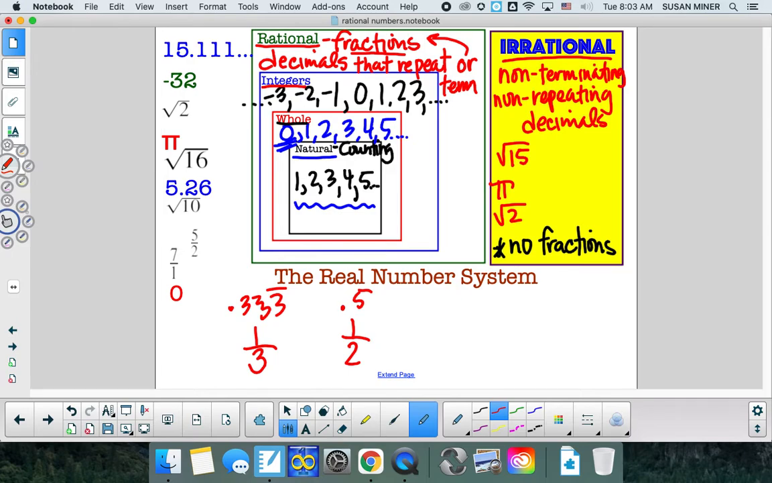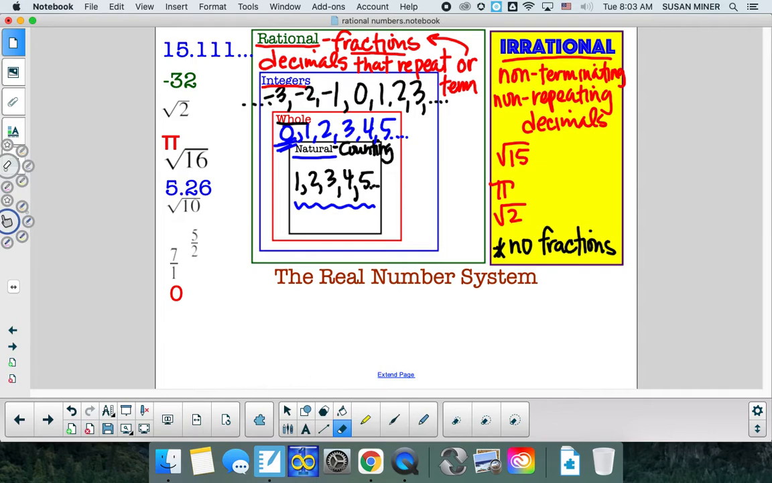Any integer is rational, any whole number is rational, any counting number is rational, and any fraction or decimal that represents a fraction. Okay, so let's classify some numbers really quick. Let's see what we can do. What about the number 0? What groups does the number 0 belong to? So let's classify it. Well, if I look here, is it a counting number?